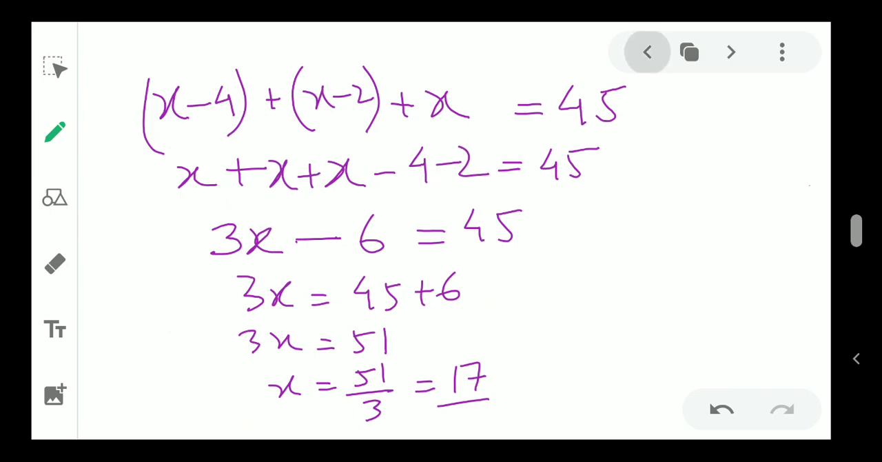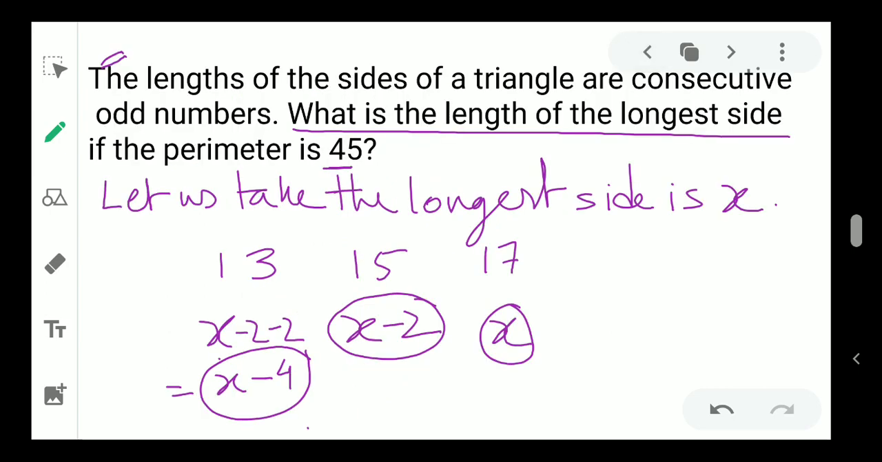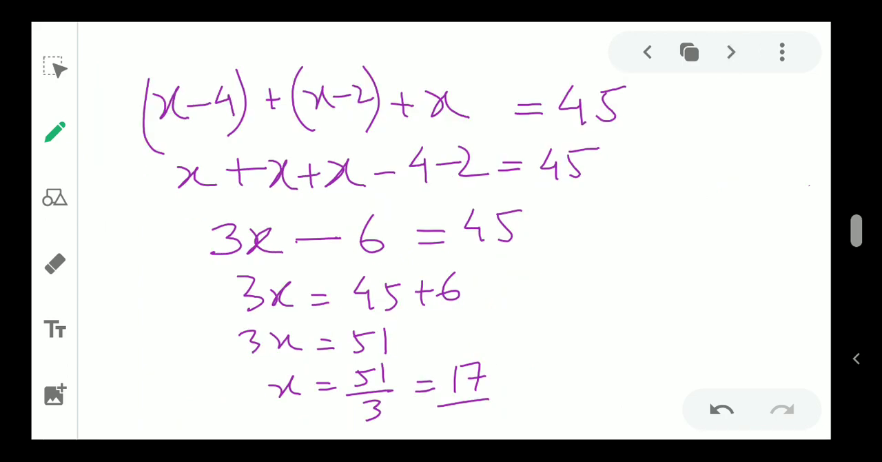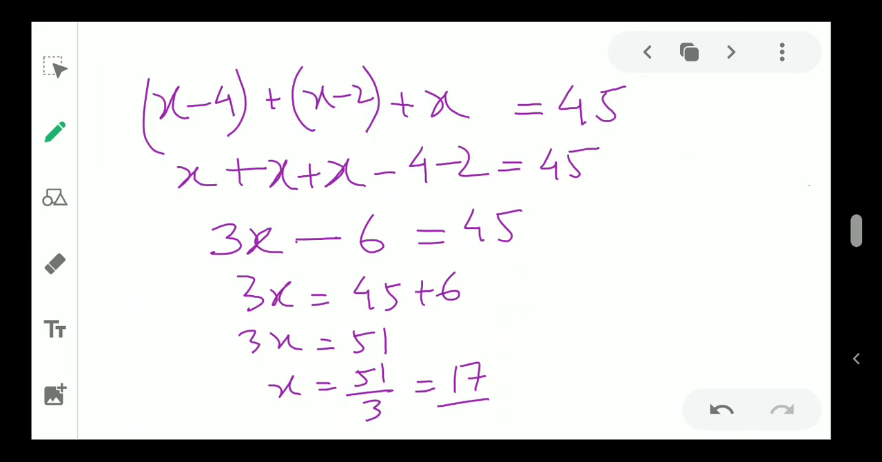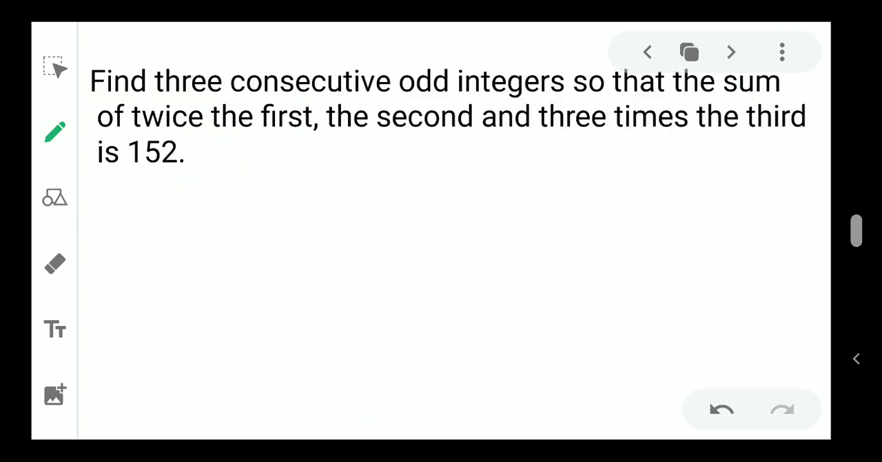So the largest side is, my god, my guess was right. So my guess was right. This is 13, 15 and 17. So actually x is equal to 17. Though I have taken these numbers as an example, I guessed it correct. So this is it. Moving to the next one.